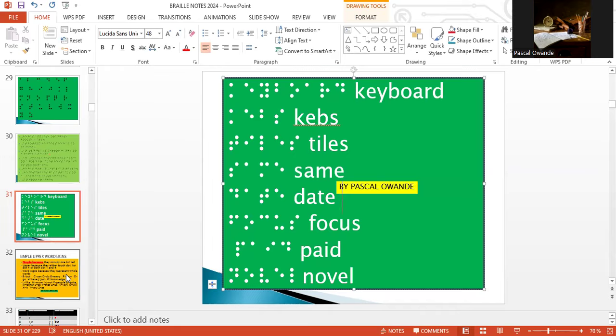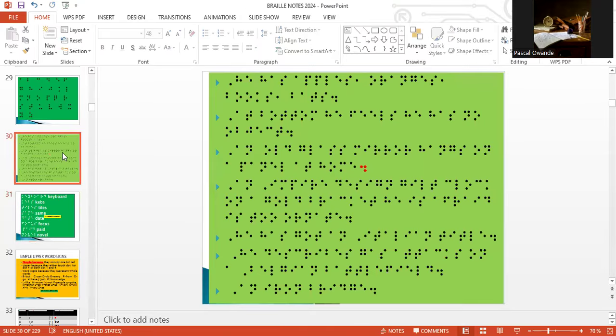Good. Today, before I proceed, we have a story here. And so we are going to read, it's not a story, but sentences which have been written in simple words. They have been written in simple words to enable us to be able to read and also to be fluent in Braille practices.